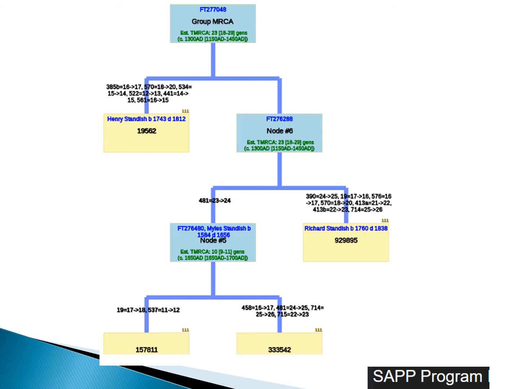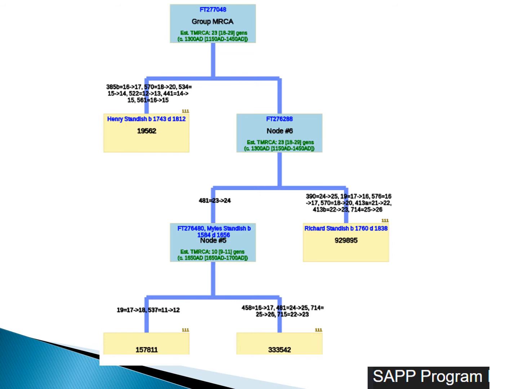You can see the hierarchy of the SNPs or haplogroups, oldest to youngest, starting with FT277048 to FT276288 to FT27648. We have simplified the tree to show the most recent SNPs or haplogroups.